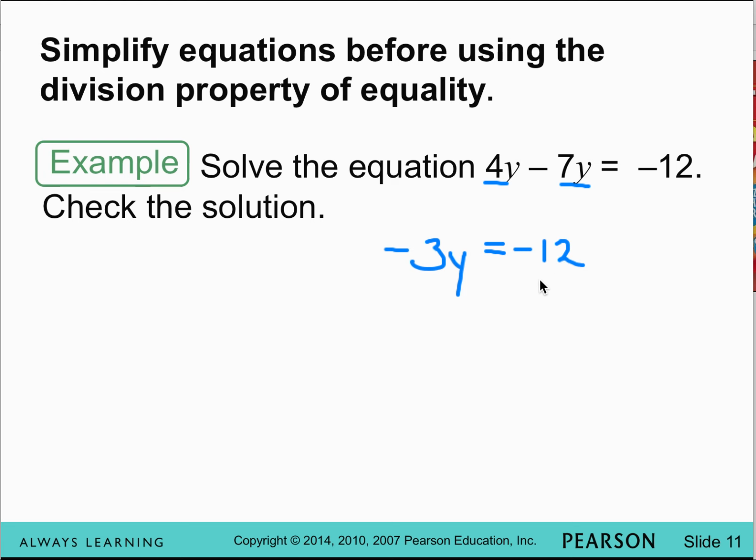Okay, and now notice it looks just like those last two. Oh, I've got a number being multiplied by my variable, so to undo that, I'm simply going to divide by that number. Because negative 3 divided by negative 3 is positive 1, so 1 times y is y. Negative 12 divided by negative 3 is positive 4.